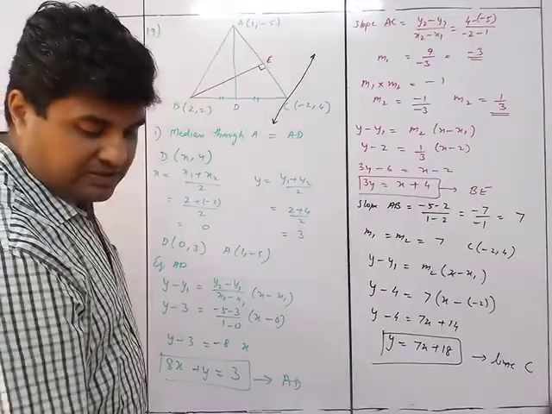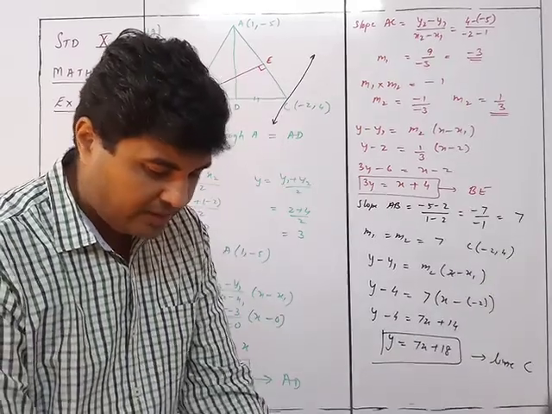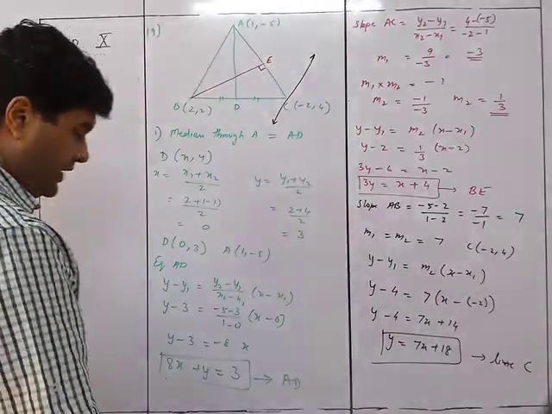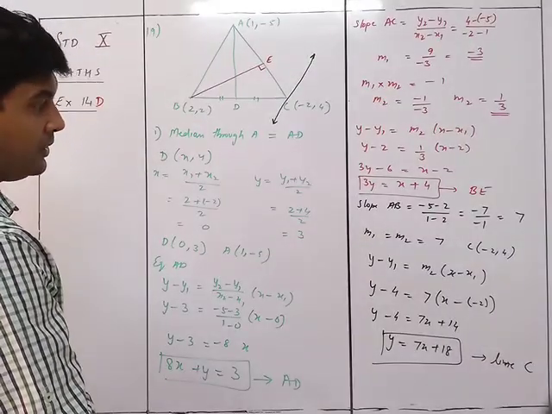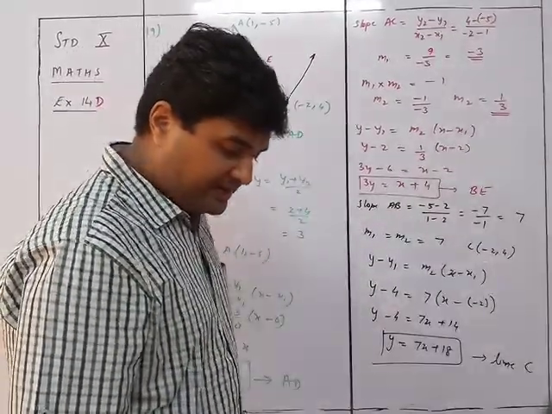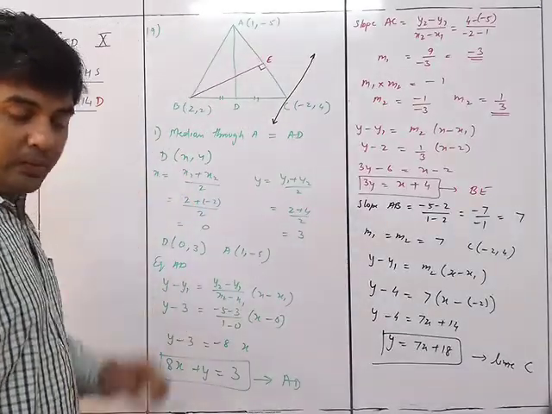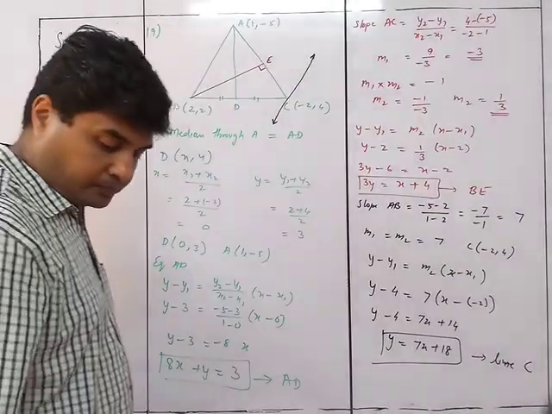So that was sum number 19, which was having 3 parts. So we did all the 3 parts: 8x plus y is equal to 3, 3y is equal to x plus 4, and y is equal to 7x plus 18. So these were the answers of sum number 19. We now move on to sum number 21.